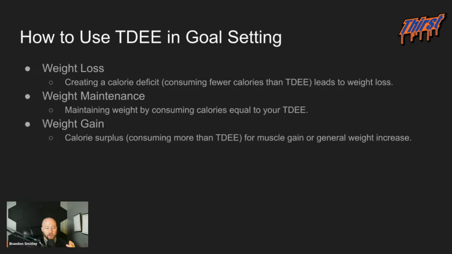So how do we use TDEE in our goal setting? Again, this is going to be very basic, but if our goal is to lose weight, we want to ensure we're creating a calorie deficit. So we're consuming fewer calories than our total daily energy expenditure, which leads to weight loss. That can be done through 2 factors.